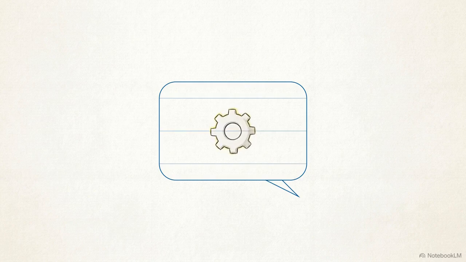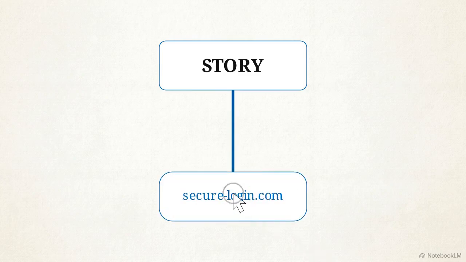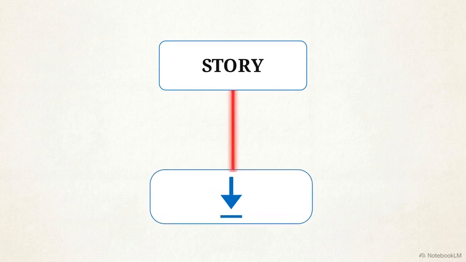Pattern 1 is the trap pivot. The scammer tells a believable story that exists only to lead you toward one specific action: tapping a link, paying a fee, or installing an app. Watch for the exact moment a conversation shifts from a story to a demand.